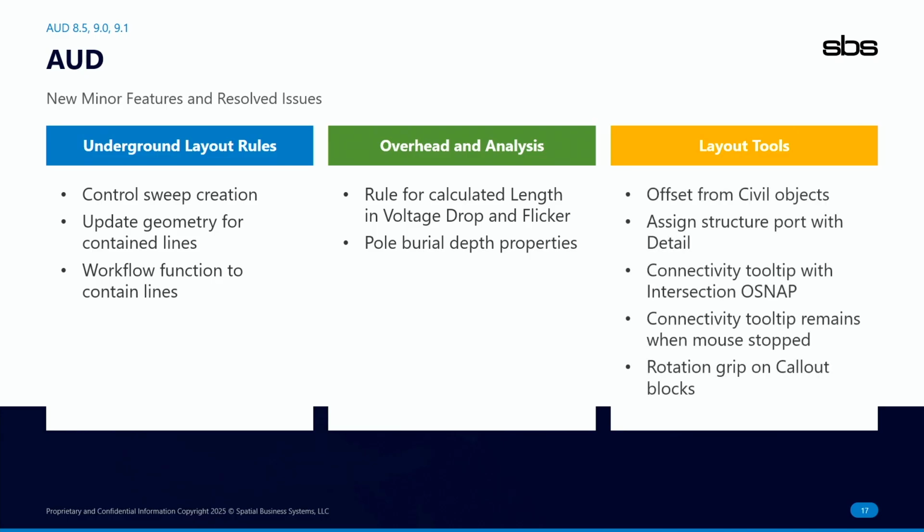And then for layout, we have a lot of improvements to how snapping can work, support for selecting how structures are assigned within a vault, and support for offsetting from civil objects. So if you have reference drawings in civil, this introduces the ability to do straight offsets from those, from, say, civil pipes or alignments.